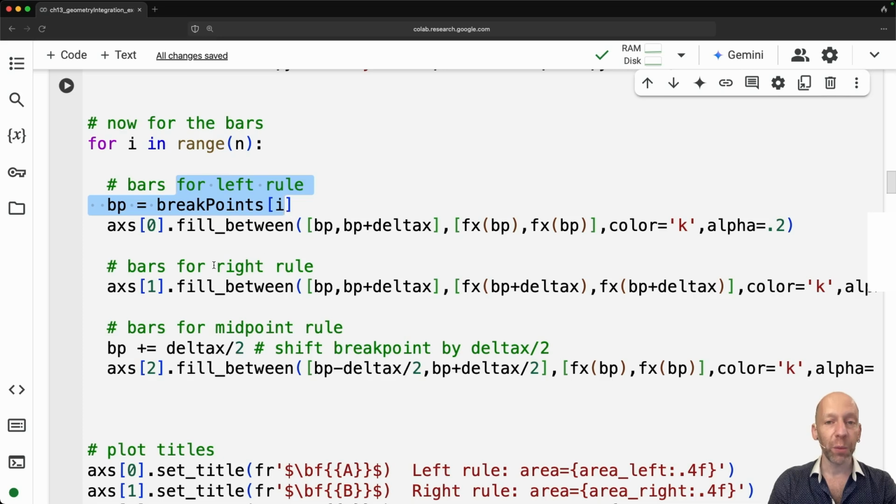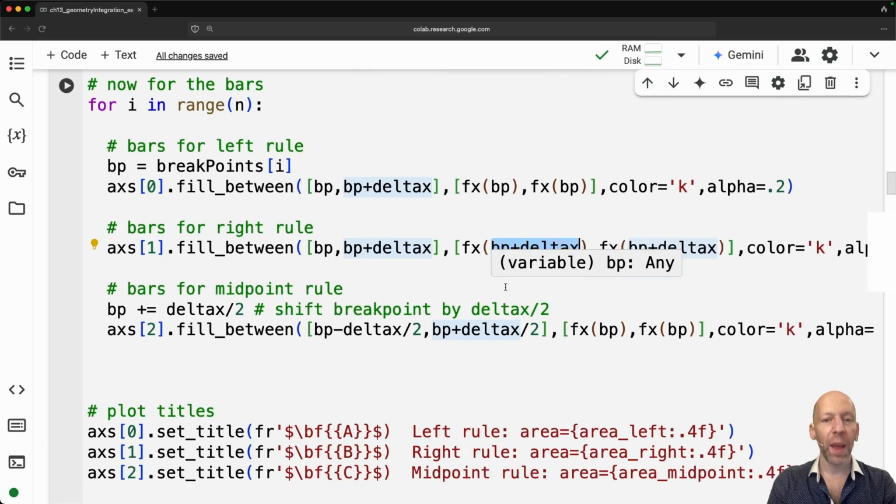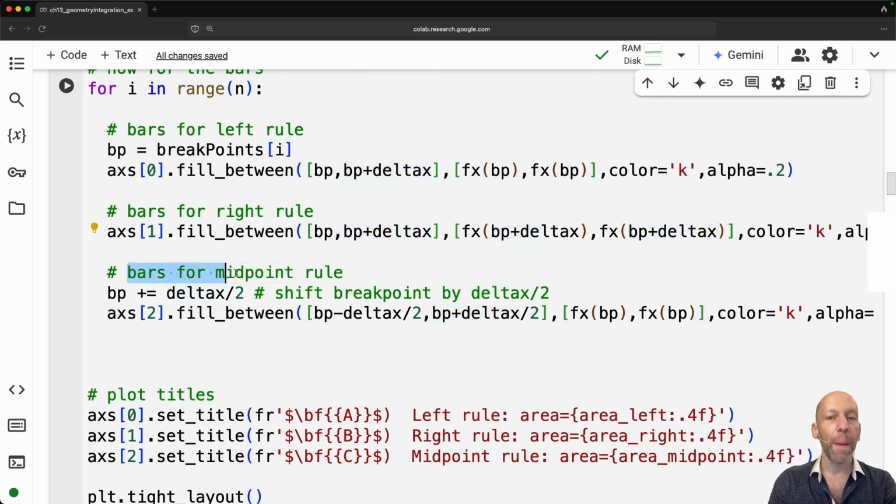Now for the right rule, you can see that this line is almost exactly the same as this line, except the x values are the same as they are here, and the y values are different. Here the y value is just the function at the breakpoint, and here it's the function at the breakpoint plus delta x. So now this is going to draw to the upper right corner of the rectangle. And then finally, we have the bar for the midpoint rule.